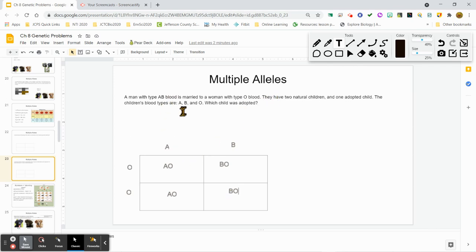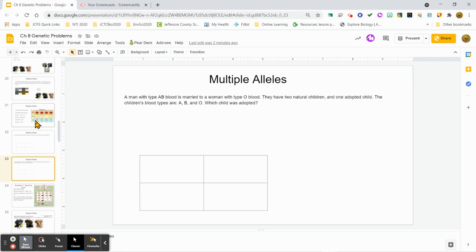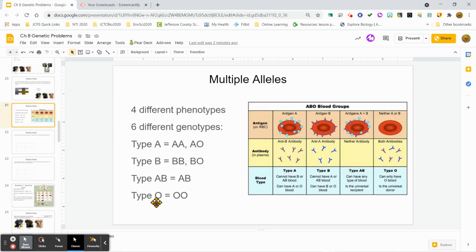So they can have a child with A, and they can have a child with B, but they can't have a child with O because O would have the genotype O, O. So the child that was adopted would be O, because they can't have an O, O here. A type O has to have the genotype O, O, and they could not have an O, O child.